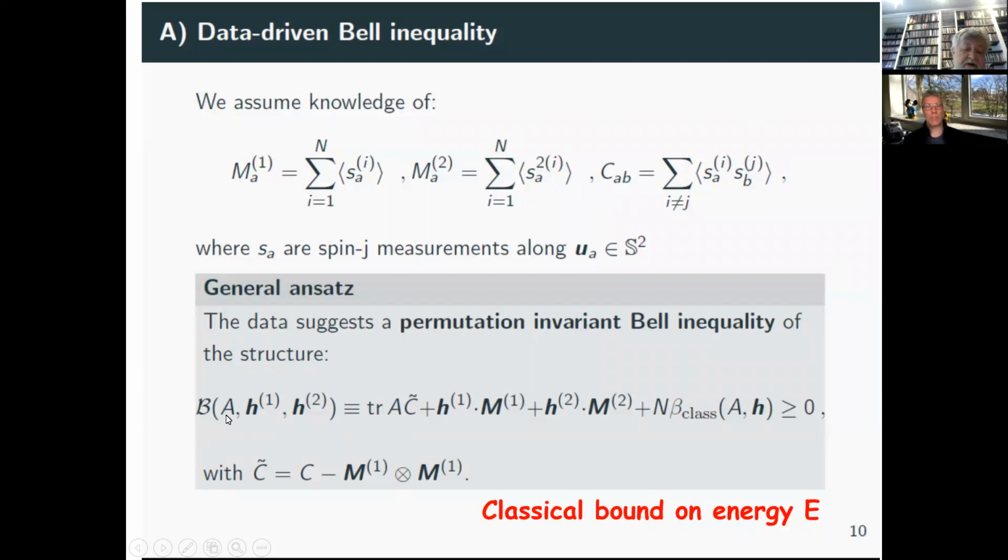So you introduce some arbitrary matrix, which we will assume is positively defined. You take the correlation matrix, but look, this is interesting. You take not just this correlation, which is defined here, but you subtract the single particle part. So this is like a cumulant matrix rather than just a correlation matrix. And then you add some linear terms, so vectors multiplying the local observables summed over i. And then this plus the beta classical should be bigger than 0, where, of course, this beta classical is a classical bound on the energy.